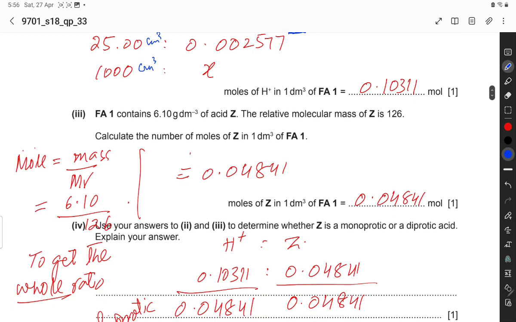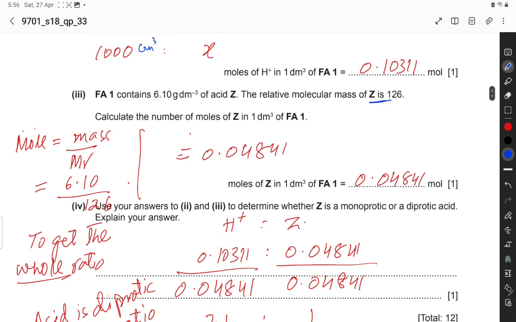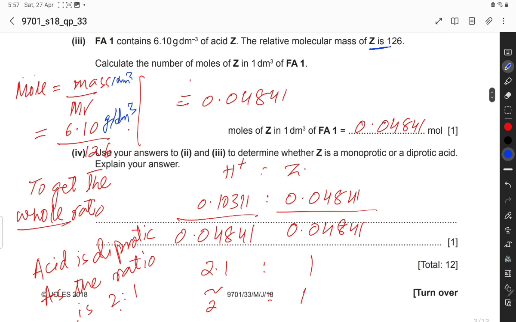So now we get moles of H positive in 1 dm cube of Fa1 is 0.10311 mole. Fa1 contains 6.10 gram per dm cube of acid Z. The relative molecular mass of Z is 126. So first of all, we calculate the mole per dm cube, because this is the concentration in gram per dm cube. So mass per dm cube, this is gram per dm cube, divided by Mr. So we have 0.04841 mole per dm cube in Fa1.